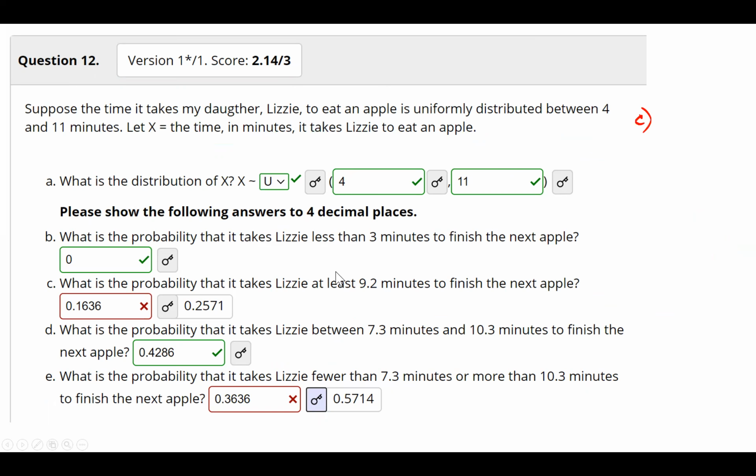And so what we got to do here, let's do C together. What's the probability that it takes Lizzie at least 9.2 minutes to finish off the next apple? So let's make our little rectangle. Start off at 4, end at 11. That means that's a range of 7. Therefore, my height is going to be 1 over 7. Everything's good there. Now we put our little line and start cutting here. 9.2 minutes right there. And we're looking at least 9.2 minutes. So we're looking for that little piece right there. And again, notice from the previous question, it's always the same sort of setup right here, uniform distribution.